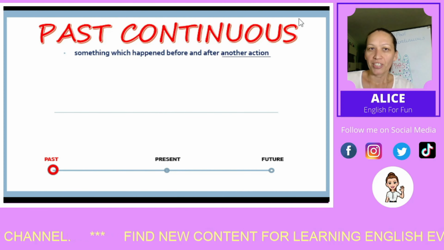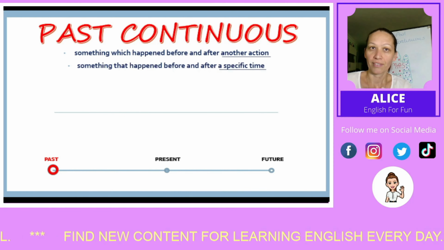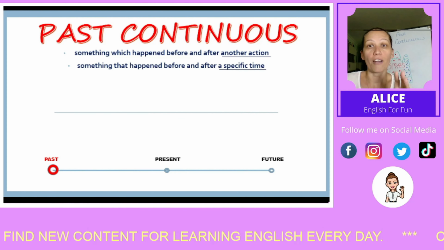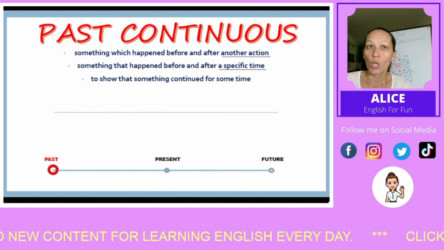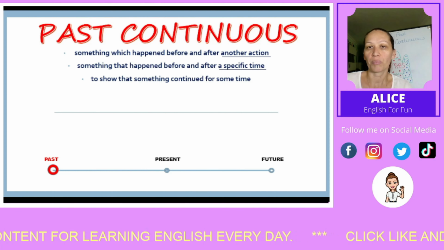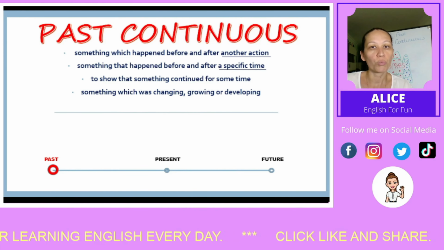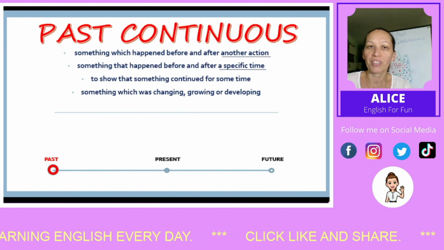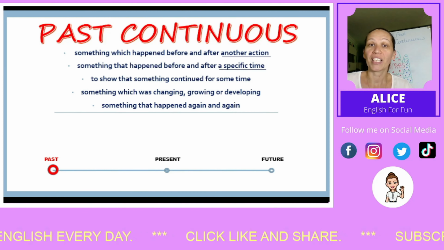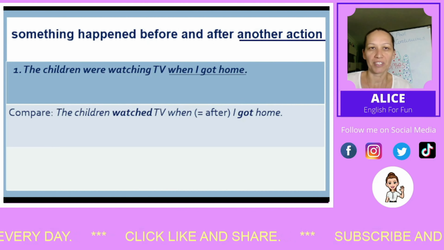We use past continuous when we're talking about something that happened before and after another action. We use past continuous when we're talking about something that happened before and after a certain time. We should use past continuous when we want to show that something continued for some time. We use past continuous when we're talking about something that was changing, growing, and developing in the past. And finally, we use past continuous when we're talking about an action that happened again and again in the past. Let's look at some examples.